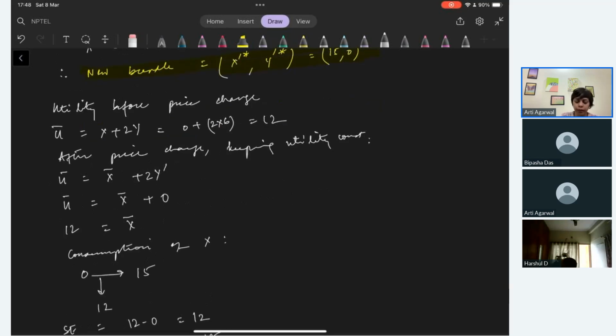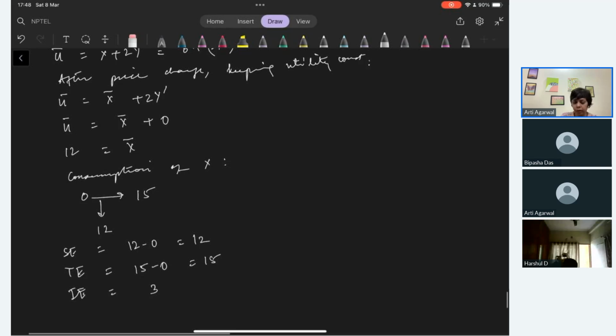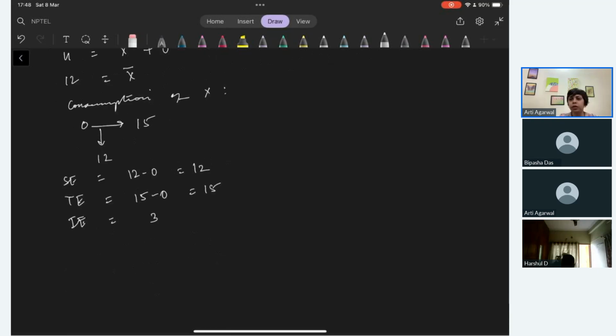So the final result is that the consumption of X changes from 0 to 15. And the substitution effect is that value 12 minus initial, which is 0, which is 12. Total effect we know is 15 minus 0. So income effect becomes 3. Okay, this is the end of the discussion. So is this clear or any questions?